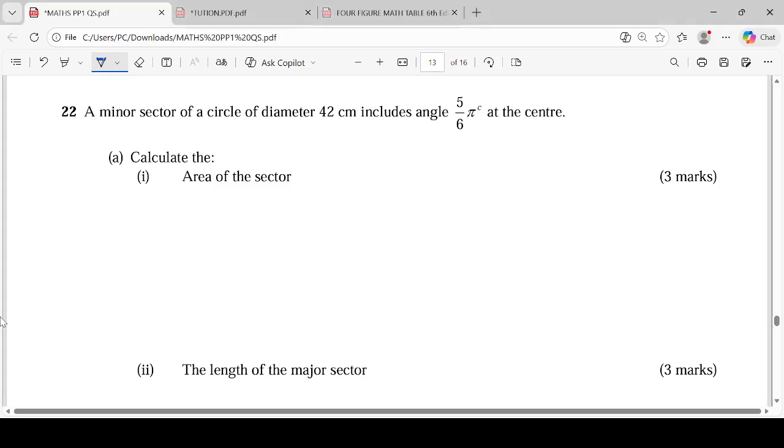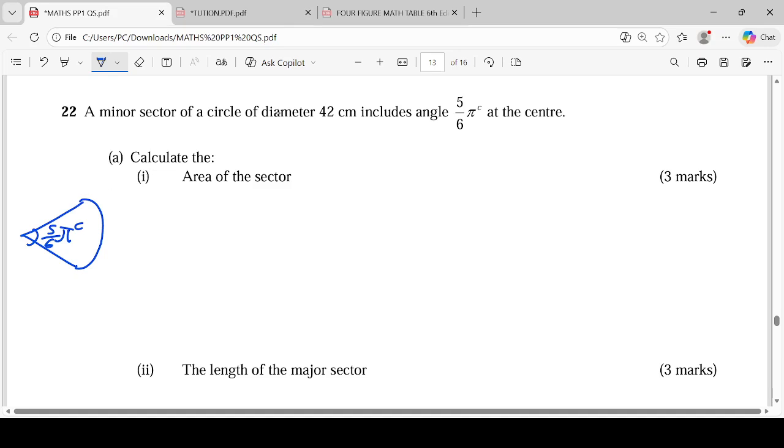A minor sector of a circle of diameter 42 centimeters subtends an angle of 5/6 pi radians at the center. Calculate part A, the area of the sector. We are being told about a minor sector of a circle. Probably this is the shape. The angle here is 5/6 pi radians.